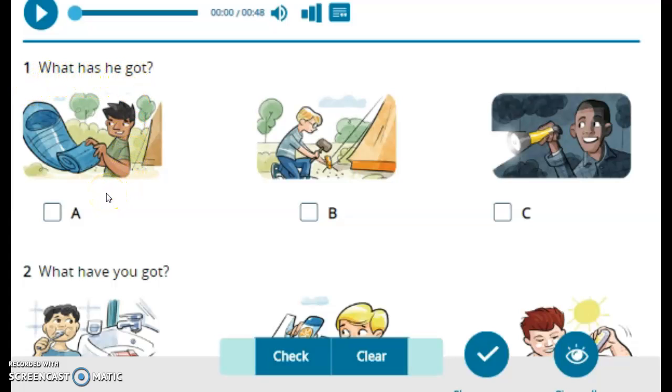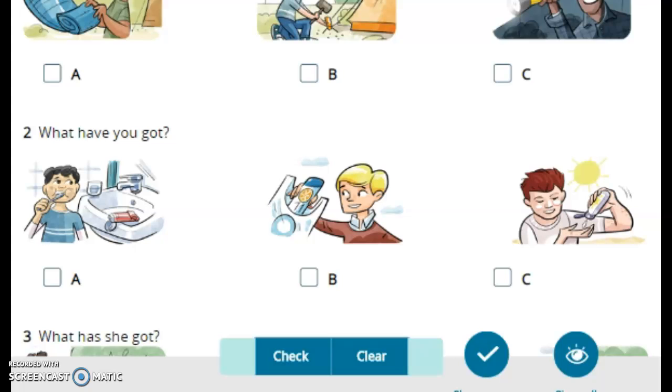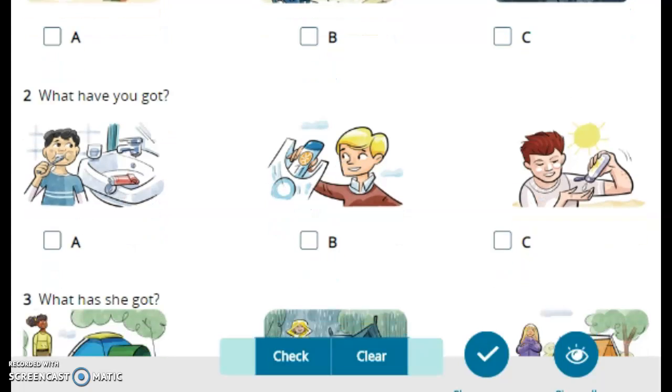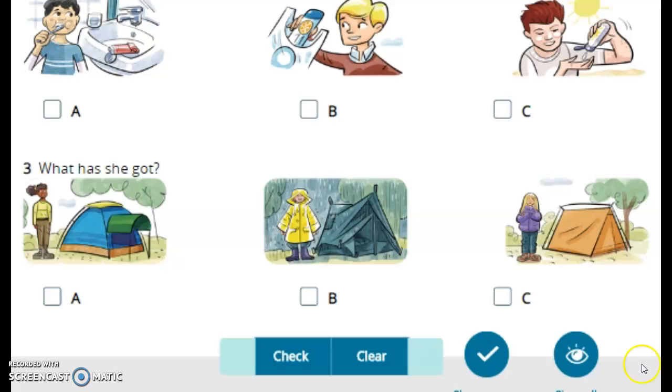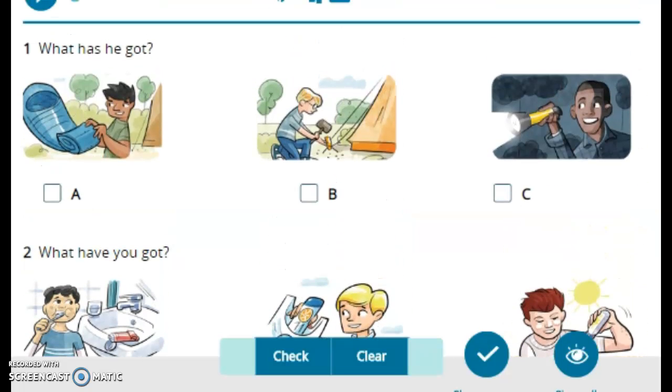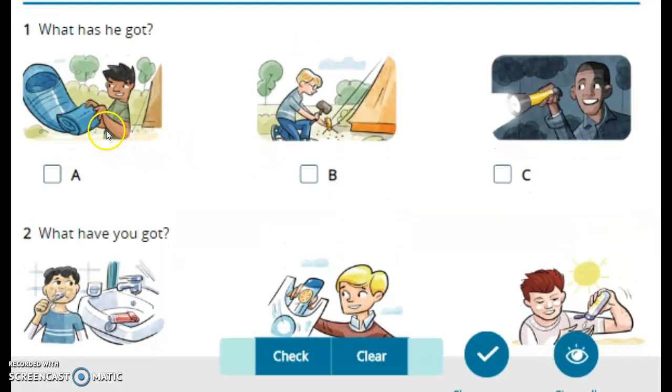We have 3 possible answers, A, B, and C. And for question number 2, what have you got? We have 3 possible answers, A, B, and C. And here we have question number 3, what has she got? And 3 possible answers, A, B, and C. So we are going to listen to a conversation and we are going to tick the correct answer.